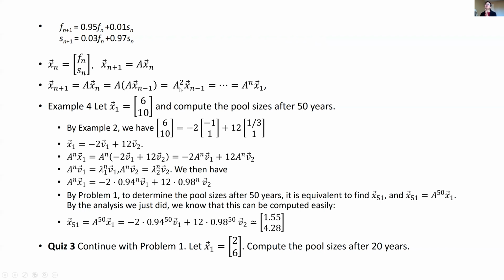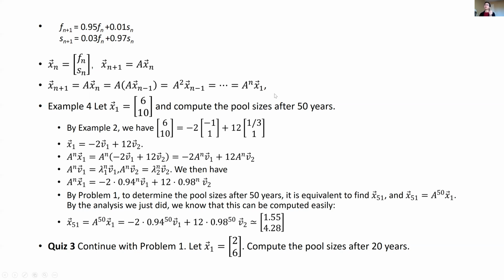And we know that this matrix multiplication is associative. So you can multiply these two A's first, and then you get A squared. And then xn minus 1 is equal to A times xn minus 2, and so on and so forth. You can keep doing this substitution until you get to x1, so you can stop at x1. Then the rest will be A to the power n. You have those A's accumulated together, and then if you remember, this can be computed using the eigenvalues.